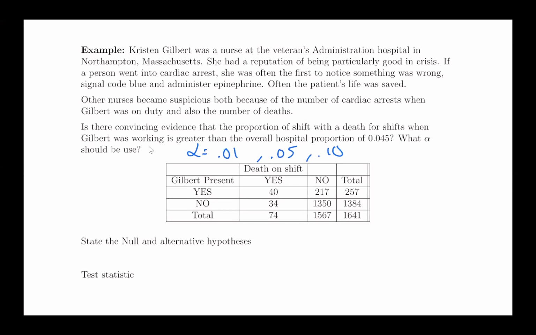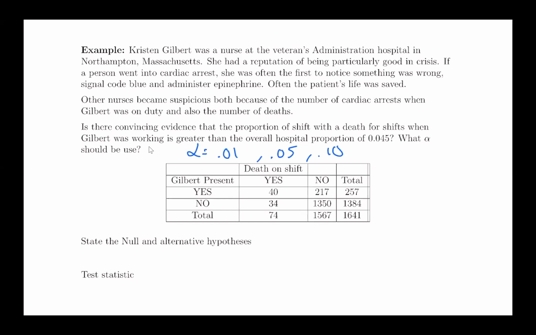Other nurses became suspicious both because of the number of cardiac arrests when Gilbert was on duty and also the number of deaths. Is there convincing evidence that the proportion of shifts with a death for shifts when Gilbert was working is greater than the overall proportion of 0.045? What alpha should be used?